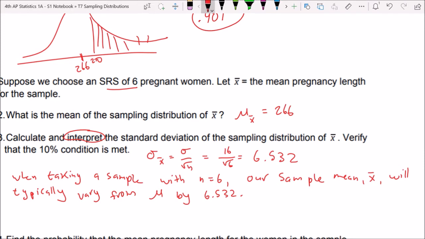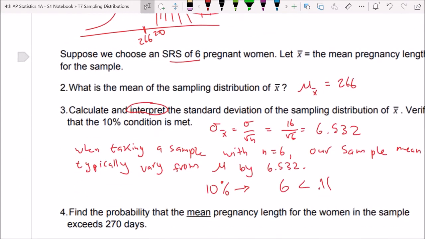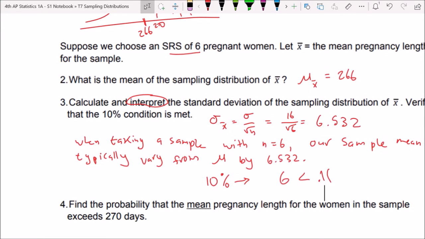What about the 10% condition? Okay, our sample size was 6, so 6 needs to be less than 10% of, did they tell us what the population is? The population is all pregnant women. So do we think that 6 is less than 10% of all pregnant women? Or really, it's all pregnancies. Yeah, I think it's pretty clear that 6 is less than the number of all pregnancies.